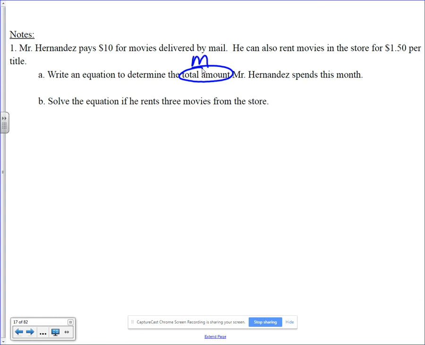Okay. If I want to calculate how much he spends, his total amount, how would you calculate that? What would you do to find out his total bill? What does he pay? $10? What else does he pay? $1.50 per title. Do I know how many titles in part A that he's renting? I don't know. Not in part A, do I?